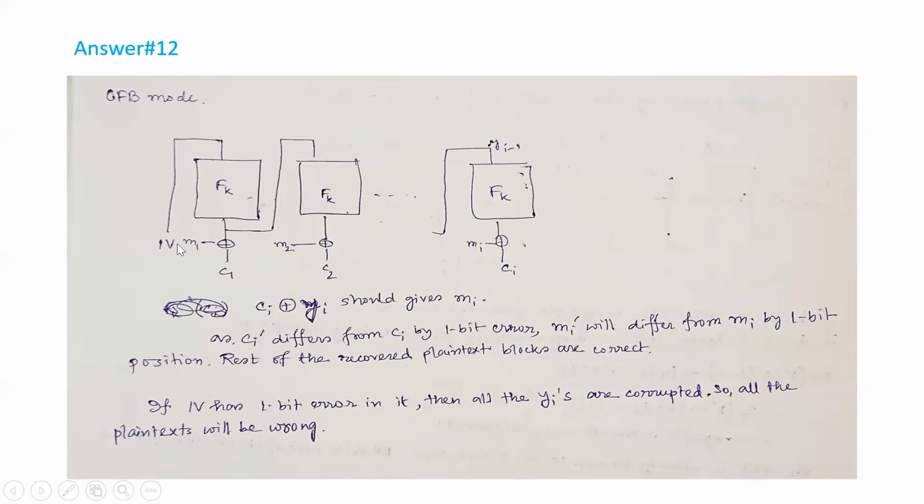But there is one catch here. The ciphertext includes IV also as C0 in case of OFB mode. So if the error occurs in IV, a 1 bit error, then all the calculations of Y1, Y2, up to YI will be affected because they are all related to each other. So then all the calculations of MI will be wrong if the error occurs in IV. Apart from that, for any other ciphertext block that is affected, only 1 bit will be affected in the corresponding plaintext block MI only. Otherwise, the rest of the blocks will be okay.